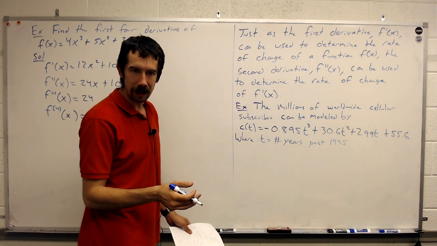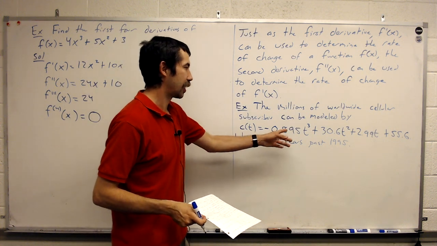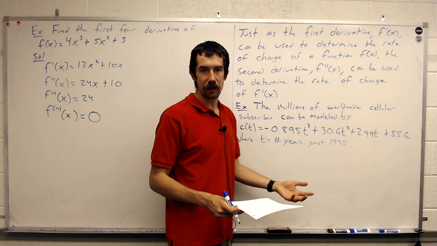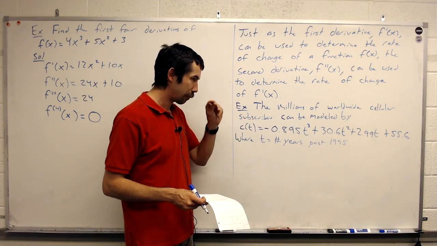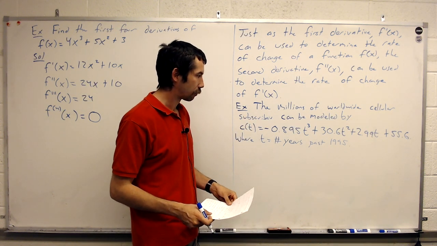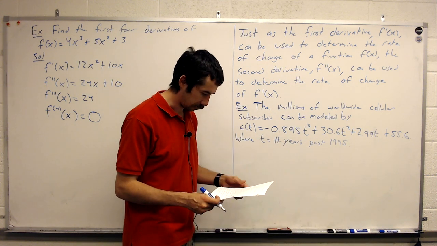All right, so when t equals 0, that corresponds to the year 1995. Right, so that's saying in 1995 there's 55.6 million cell phone subscribers. Cell phones were not nearly as popular in 1995 as they are today. In the year 5, we would get 2000, and so forth.